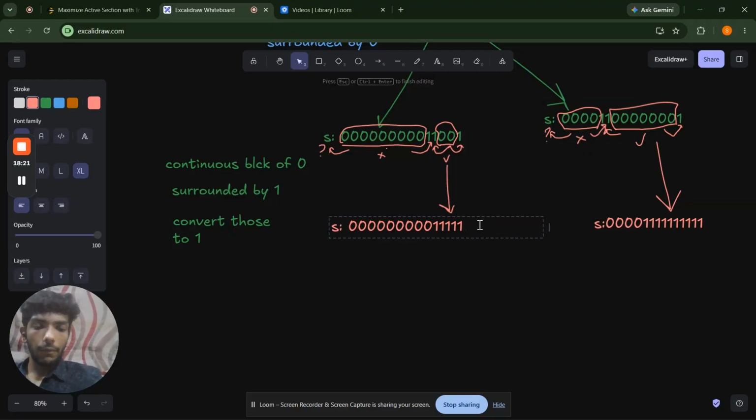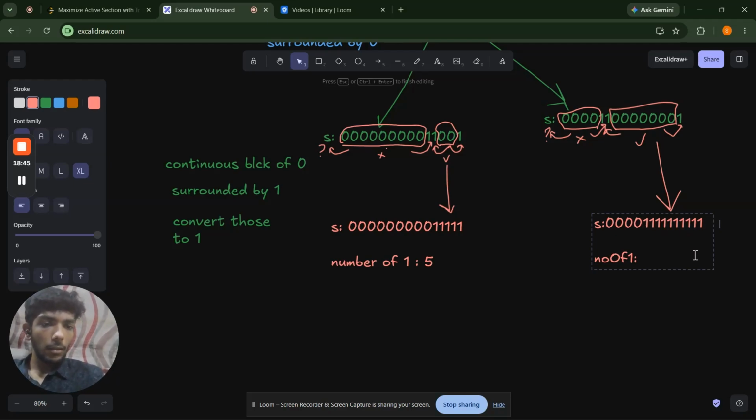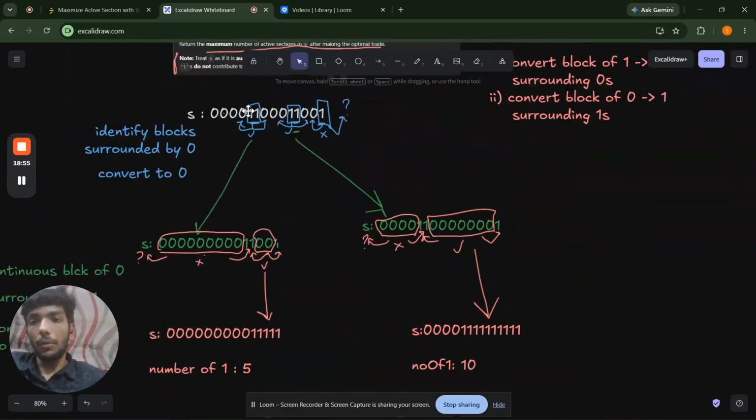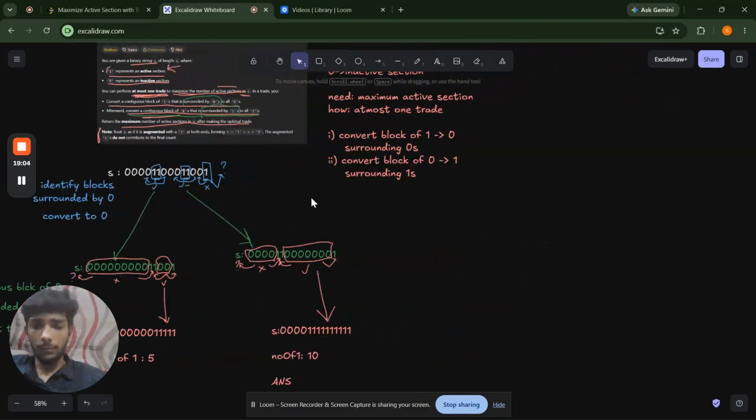Now we will count the number of ones, which is nothing but 1, 2, 3, 4, 5. Number of active sections are 5. And in this case, this is 10. So this is the answer. But how do we do this? We cannot manually change these and later find out what we should do. What I was thinking is, let's do one thing.